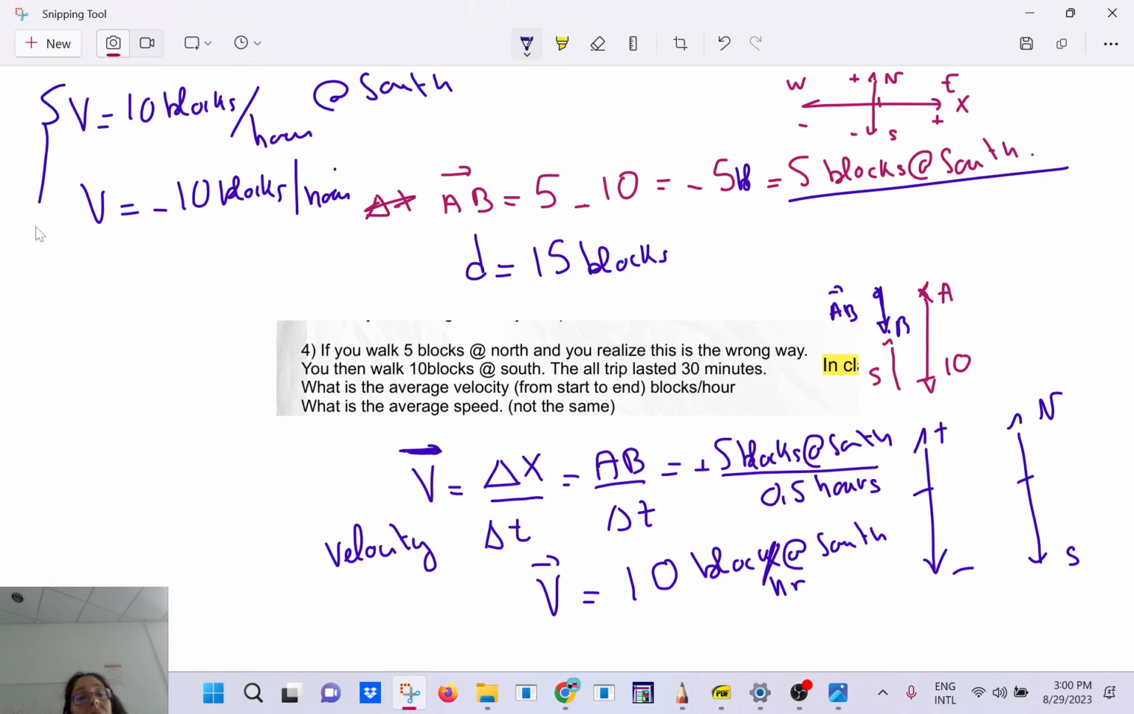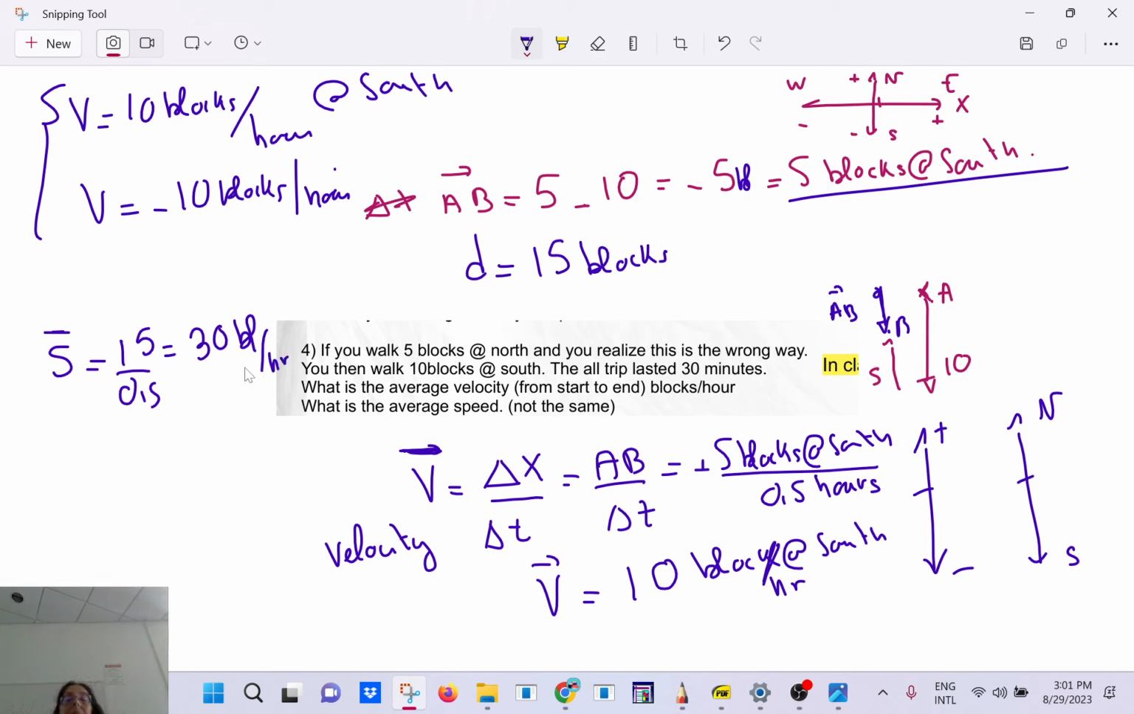Just to annoy students, you know, it's a weird definition. Velocity is displacement divided by time. Now, the speed, what's going to be the speed? Average speed? 15, very good. 15 divided by 0.5, which is 30. So it's going to be 30 blocks per hour.